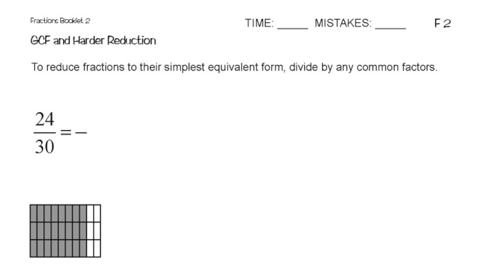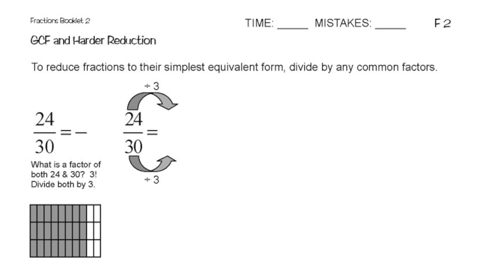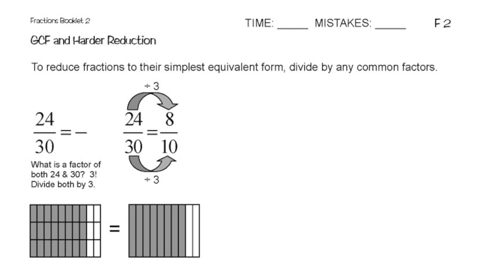The first thing I need to think of is, okay, what is a factor of both 24 and 30? Well, 3 definitely is. So let's divide both of them by 3. So I have 24/30. I'm going to divide both 24 and 30 by 3. So I'm going to end up with 8/10. And I'm going to show that visually right here.